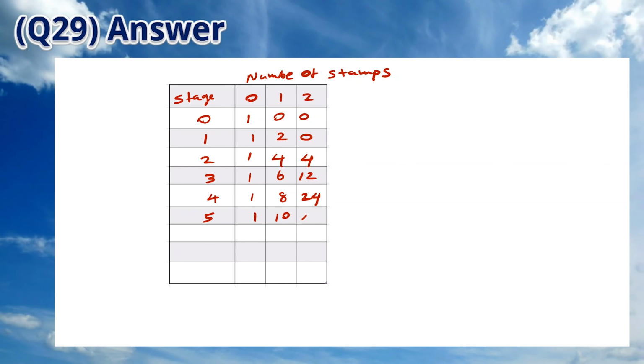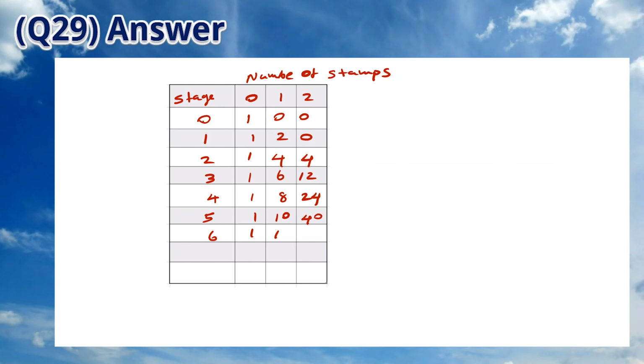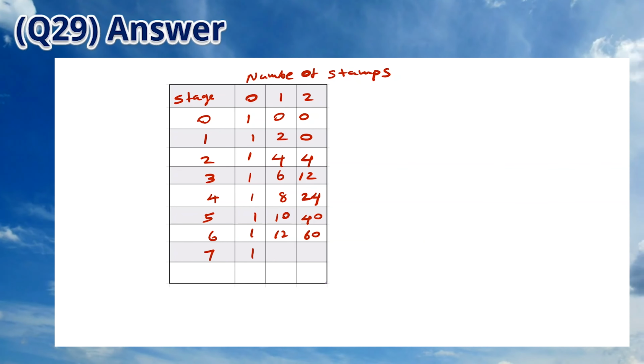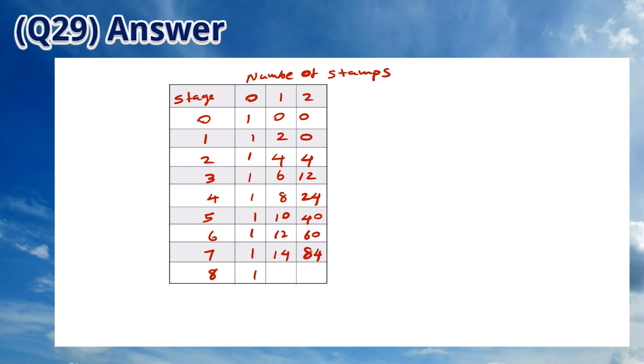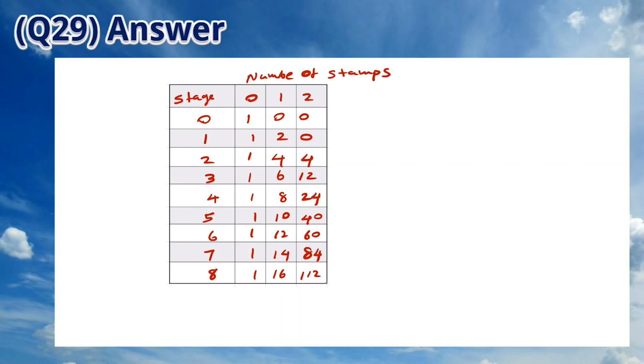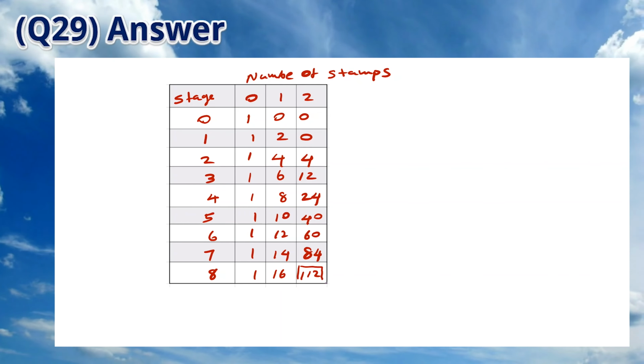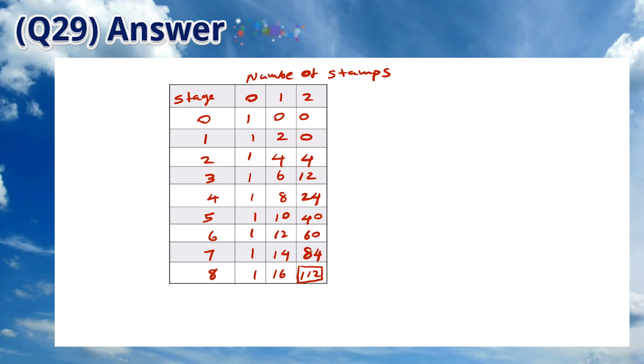Let's complete the table. Once we complete it, we find that after 8 stages, there are 112 sheets with 2 stamps. This means that the answer is 112.